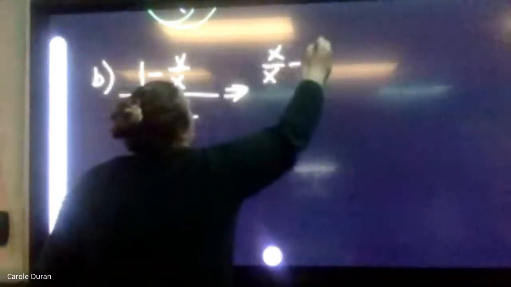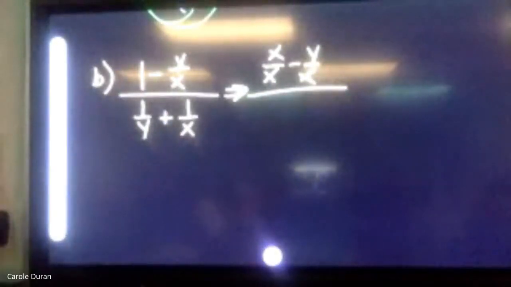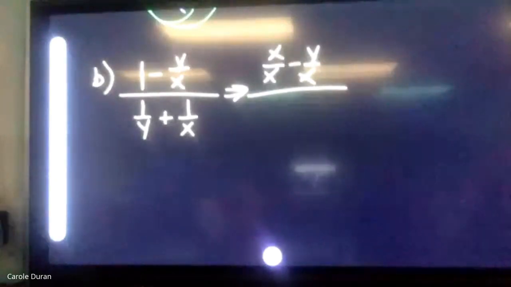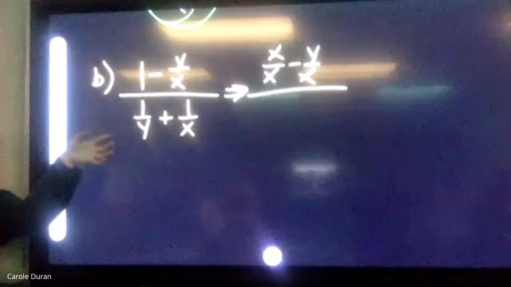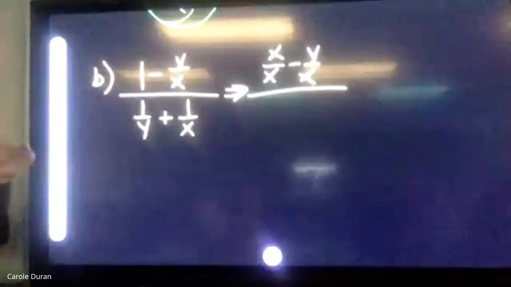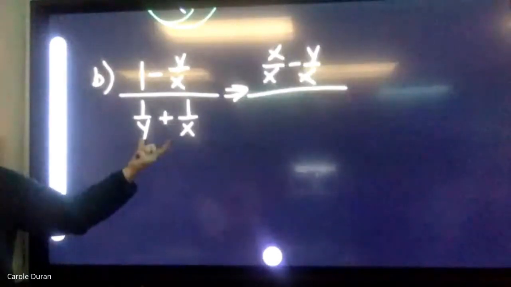Perfect. x divided by x equals 1. Top and bottom are the same. So I just re-represented 1 as a fraction with the denominator of x. What's different about the bottom of this problem? I don't have a 1 there, so I'm actually going to have to find a common denominator between the two of these.